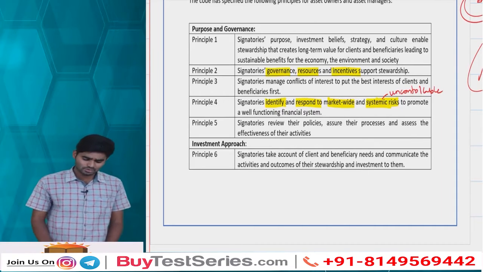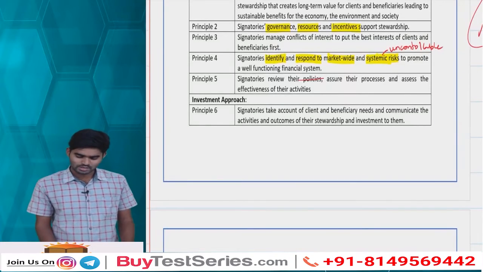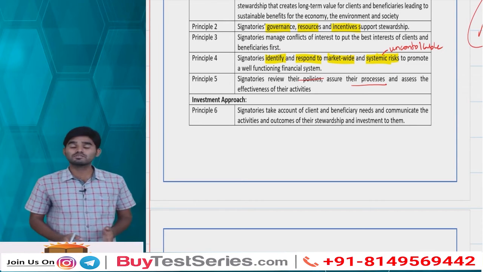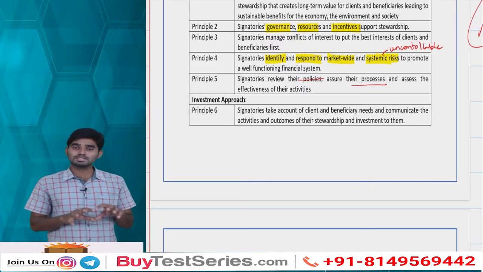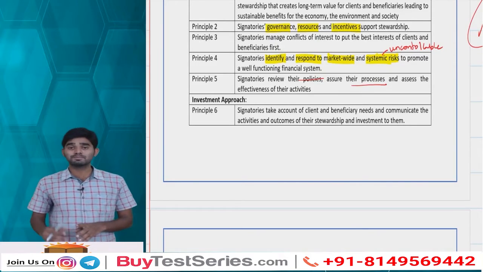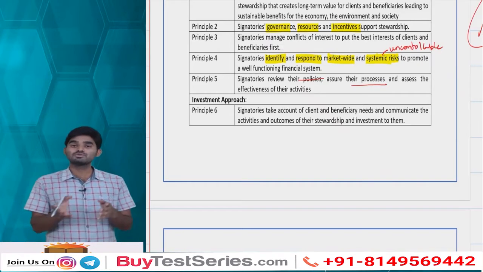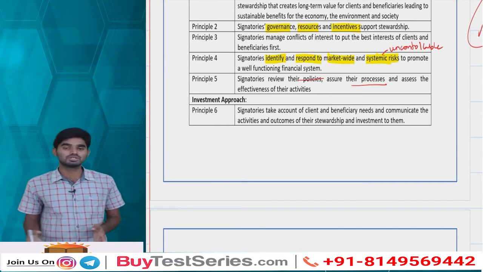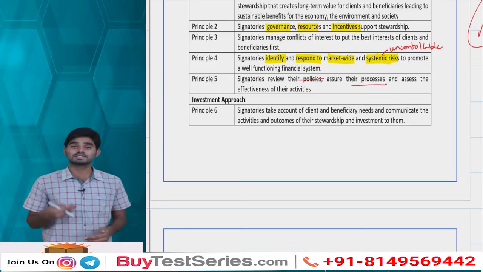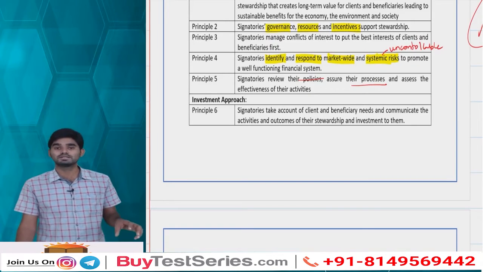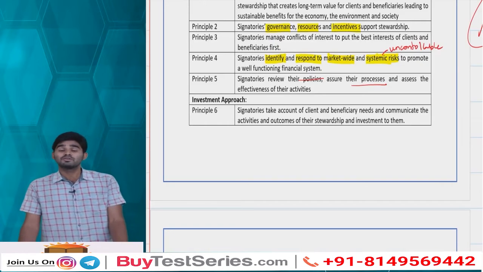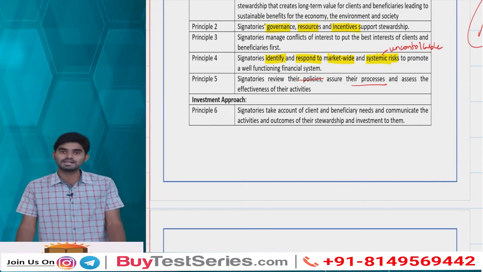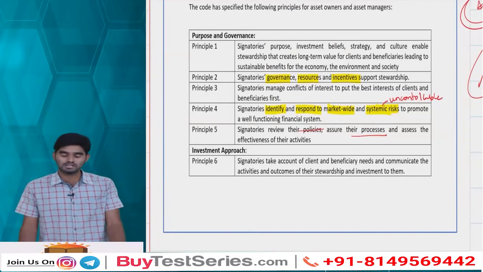And the last one: signatories shall review their policies, assure their process, and assess the effectiveness of activities. Sir, once you have a policy of your stewardship, it doesn't mean that it will serve the purpose for the long term, because depending upon the changing scenarios, you need to review your policies and make changes accordingly so that you could provide a benefit to your beneficiaries. Clear, everyone? So review your policies and assess from time to time at periodical intervals, such that wherever changes are required with respect to your policies or the mechanisms, you could do so. Clear, everyone? That is with respect to purpose and governance.